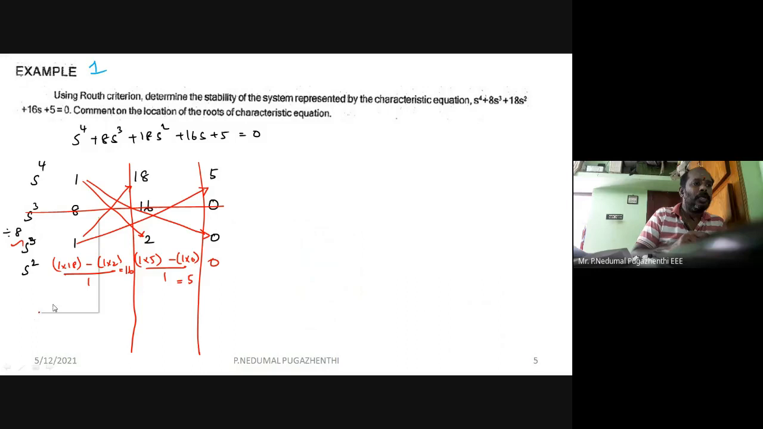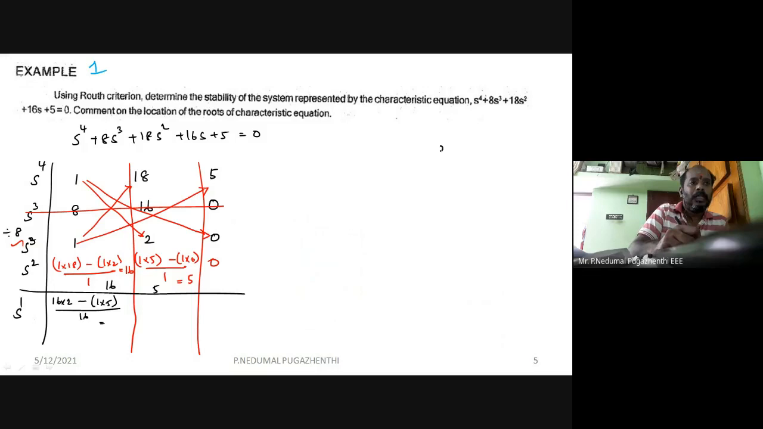Then what is the next power? It is s power 1. I have 16 here and 5 here. How to calculate it? I only have to consider the s cube and s squared rows. So 16 into 2 minus 1 into 5, divided by 16. Can anybody say what value you are getting? 32 minus 5, divided by 16. What is the value? Use your calculators.